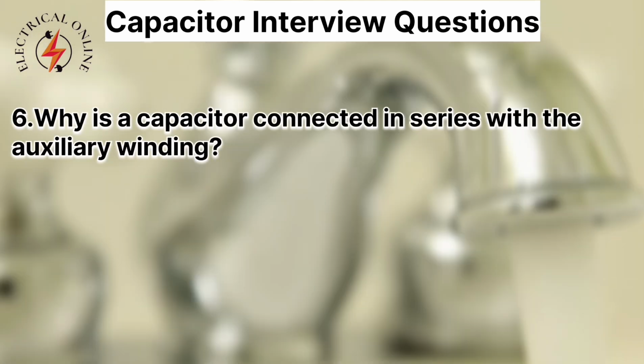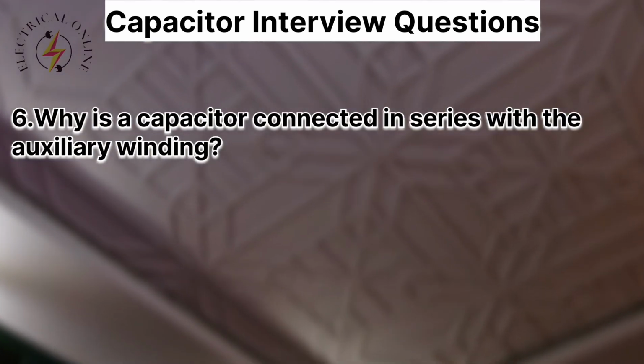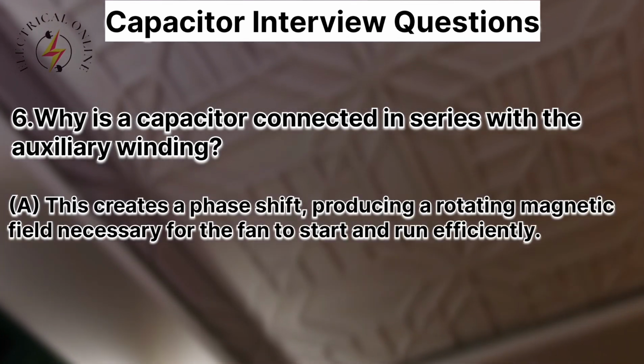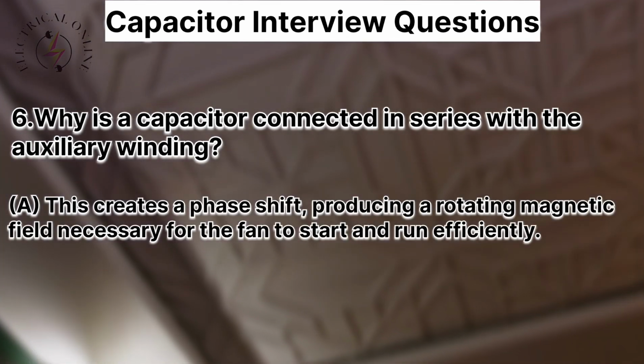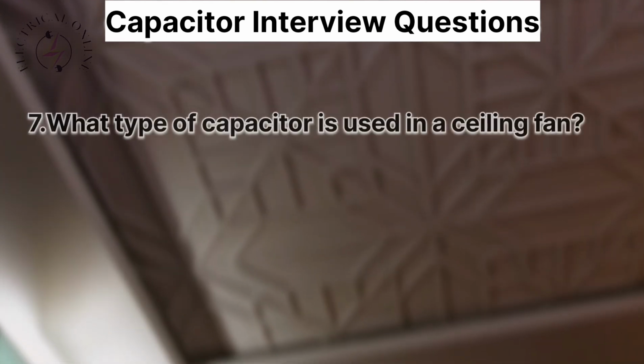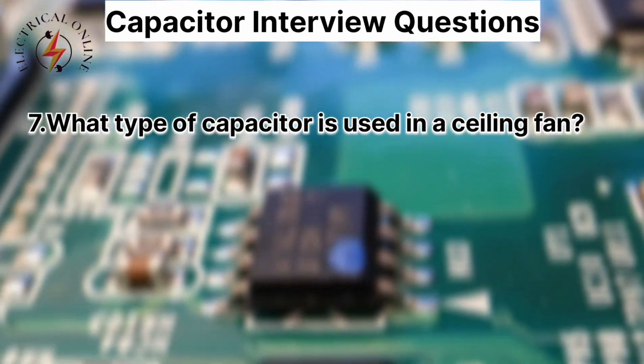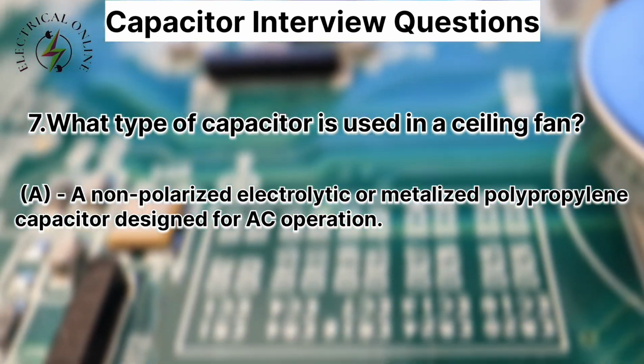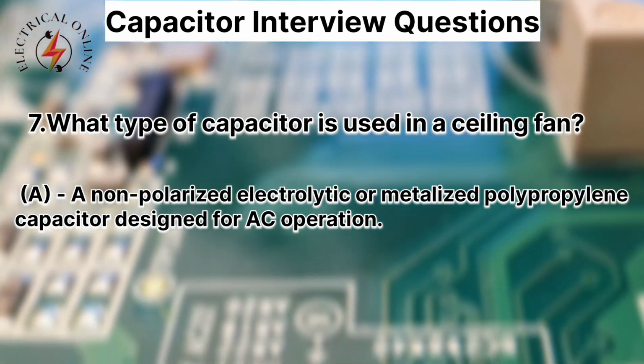6. Why is a capacitor connected in series with the auxiliary winding? This creates a phase shift, producing a rotating magnetic field necessary for the fan to start and run efficiently. 7. What type of capacitor is used in a ceiling fan? A non-polarized electrolytic or metallized polypropylene capacitor designed for AC operation.